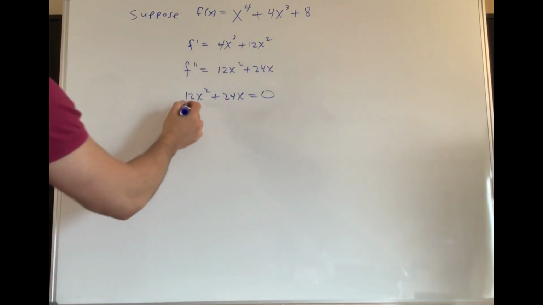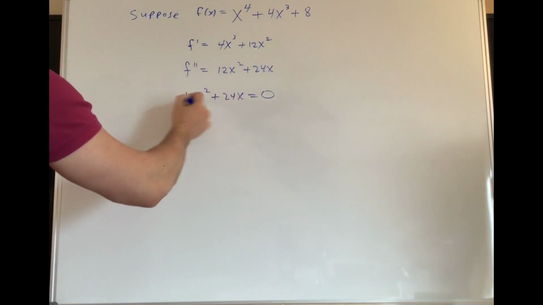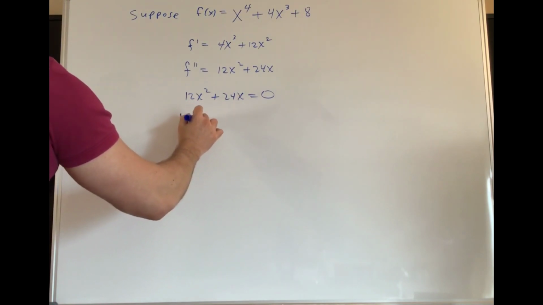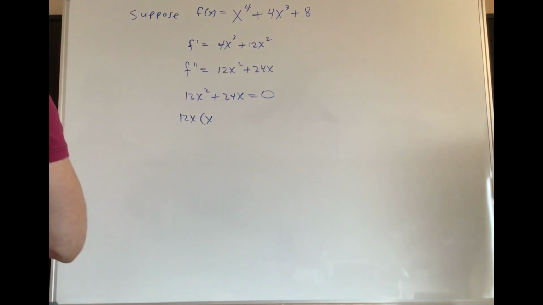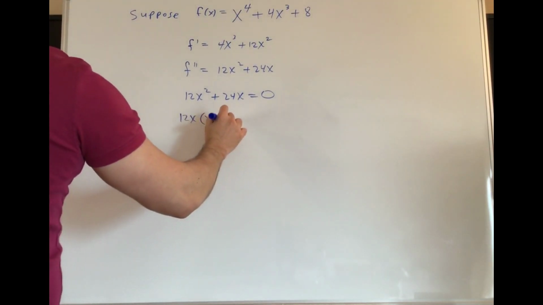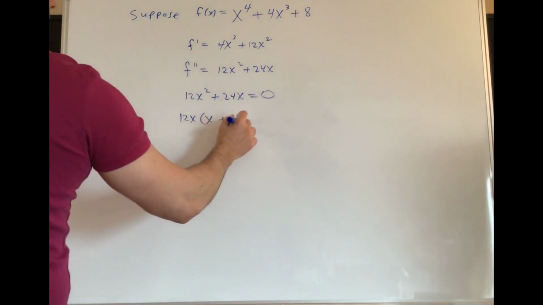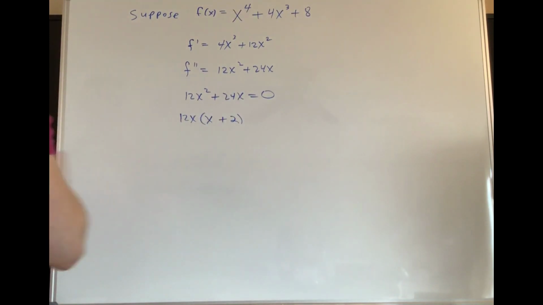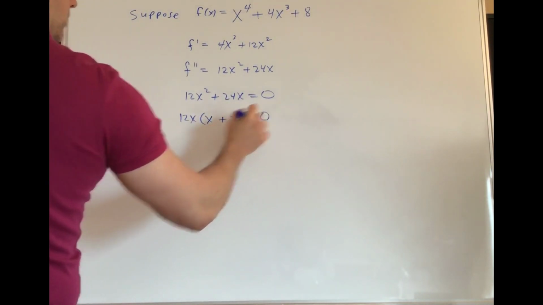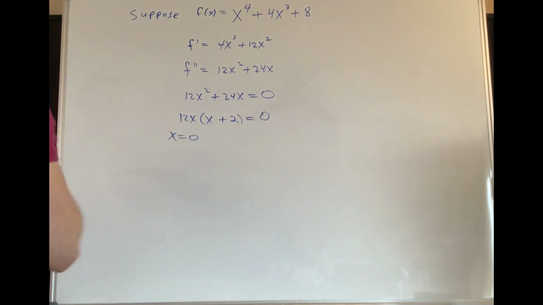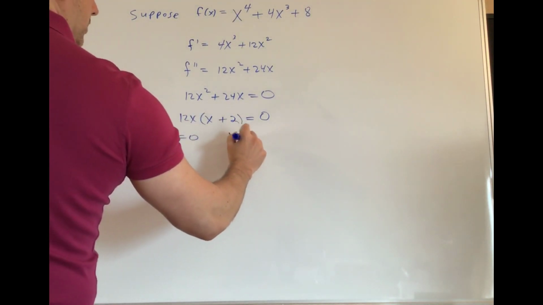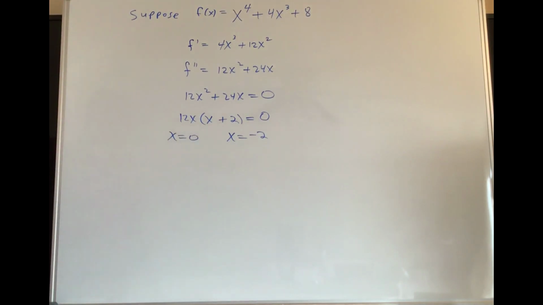It doesn't factor. There is a 12x in common that you're going to factor out. 12 divided by 12 is 1. x squared divided by x is x. 24 divided by 12 is 2. x divided by x crosses out, makes 1, right? Equals 0. So you get 12x equals 0, which means x is 0. And you get x plus 2 equals 0, which means x is -2.